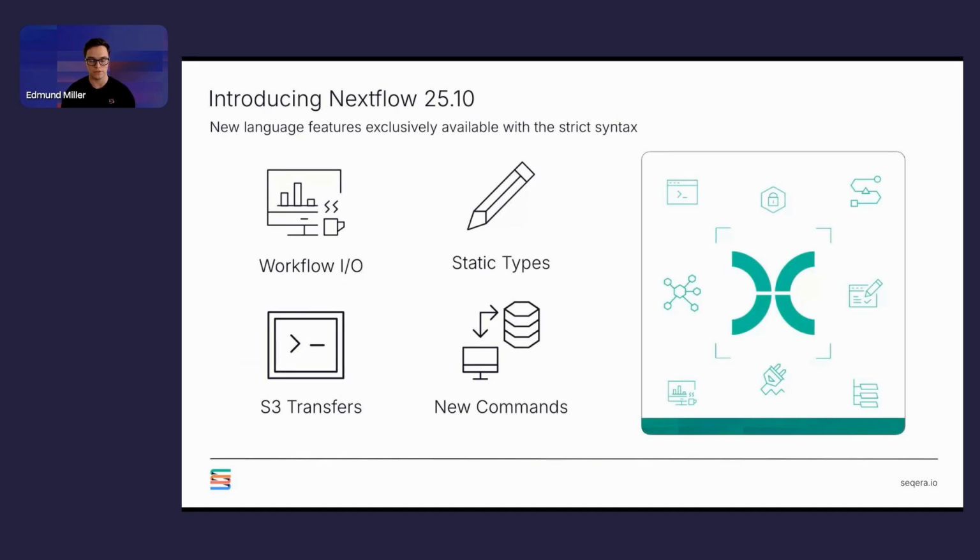And so in 25.10, we've got some exciting things coming out. We've got the workflow input and output generalization on those, and that's kind of an updated syntax piece. And then we've also included static typing in the language. And so that'll actually help us with inputs and various outputs and kind of standardizing all of those. Then we've also sped up some S3 transfers as well. And then we've also got a couple of new commands for you.